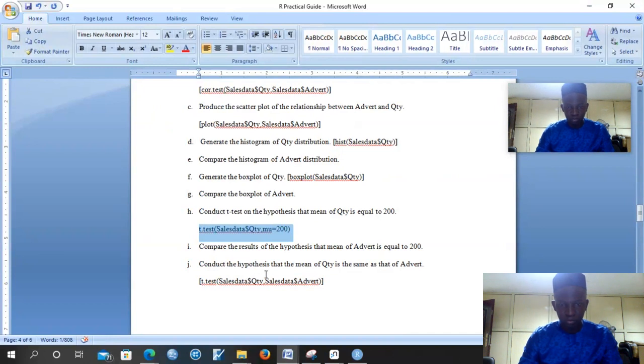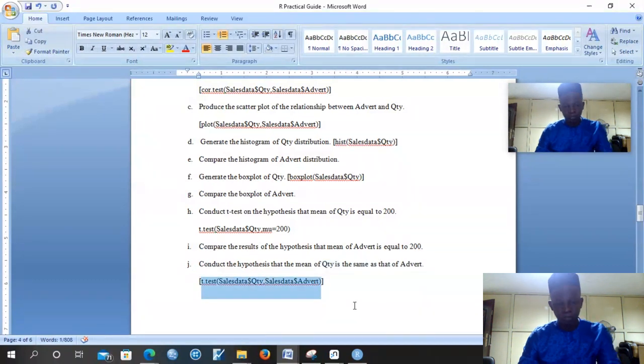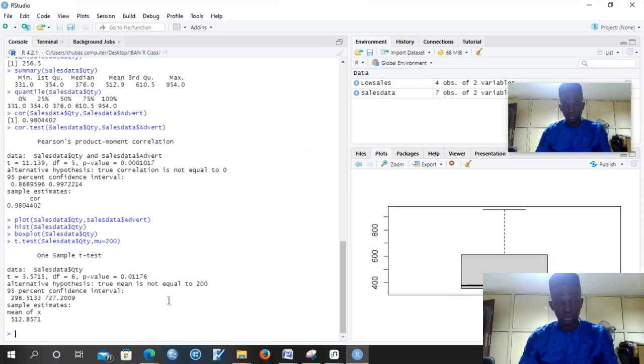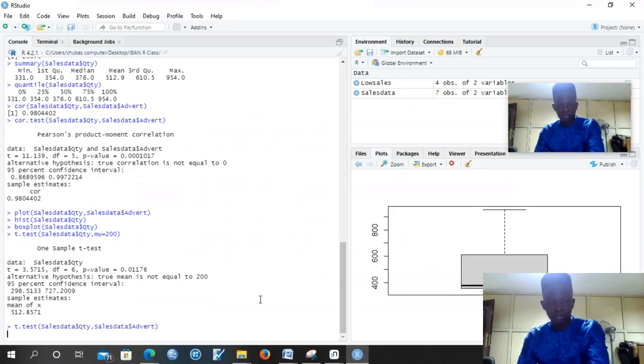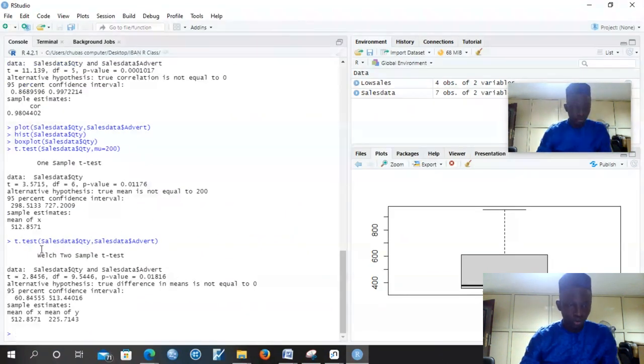Then to do the test of whether the mean of quantity and the mean of advert are significantly different, it will require a test of difference between two means, and we use the test of quantity and advert. So with this one also, the p-value is significant at 5%, which means the true difference in means is not equal to 0, which means the means are significantly different.